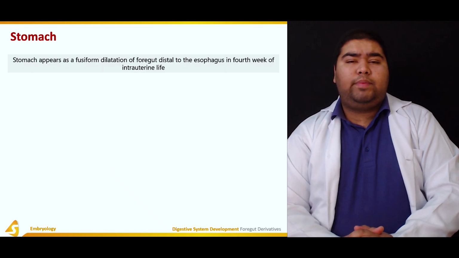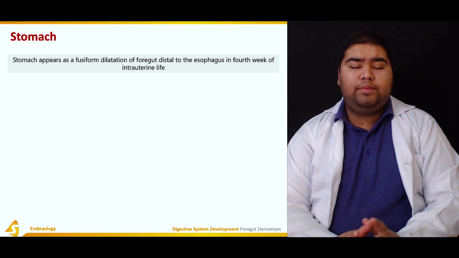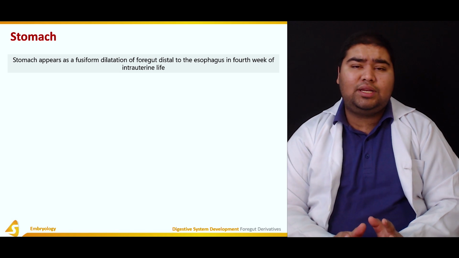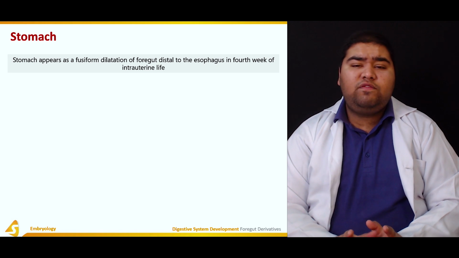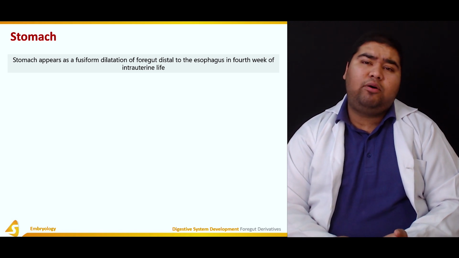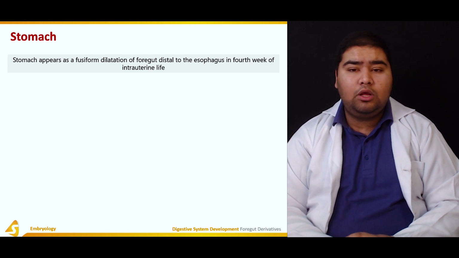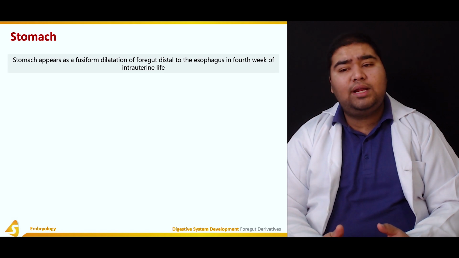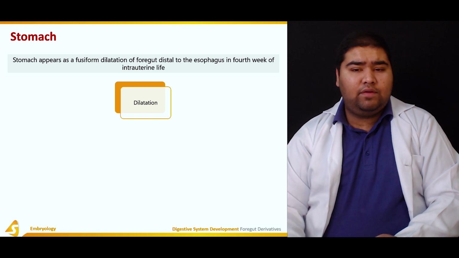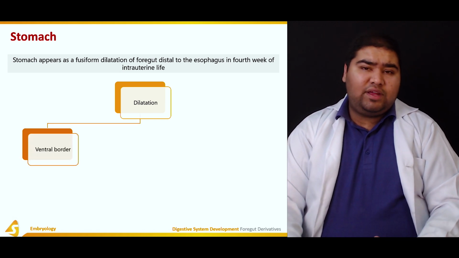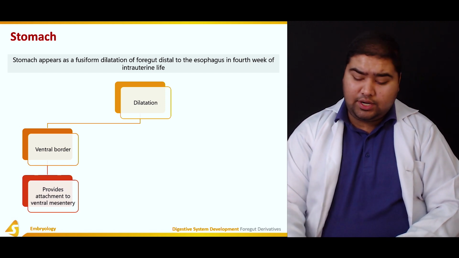So now we'll talk about the development of the stomach. So stomach actually begins developing as a dilation in the gut, in the foregut tube. So these are the fusiform dilations, that is initially they're small dilations and then they fuse with each other to form a bigger dilation. This happens in the foregut distal to esophagus in the 4th week of the intrauterine life. So this dilatation has a ventral border. This ventral border gives attachment to the ventral mesentery.